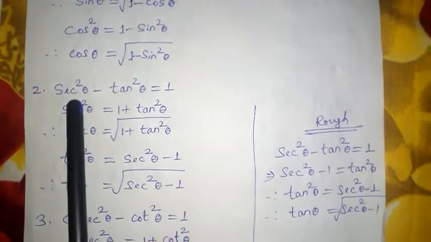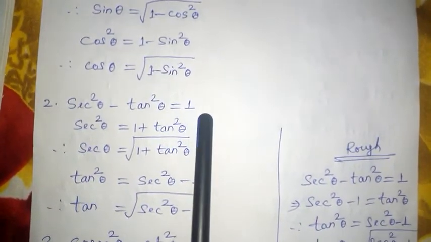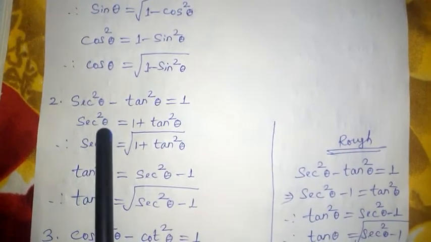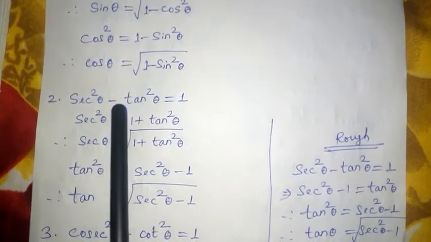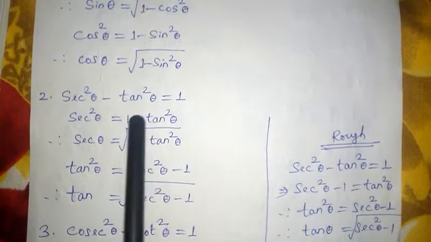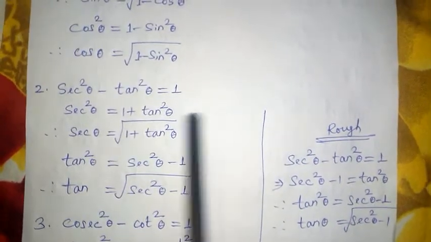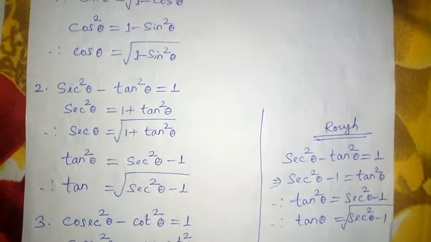The second square relation is sec square theta minus tan square theta equals 1. If you make sec square theta alone, then the minus tan square theta will go to the other side and become plus: 1 plus tan square theta. And sec theta, if you remove the square, equals root over 1 plus tan square theta.